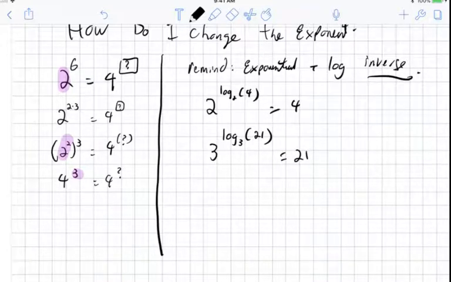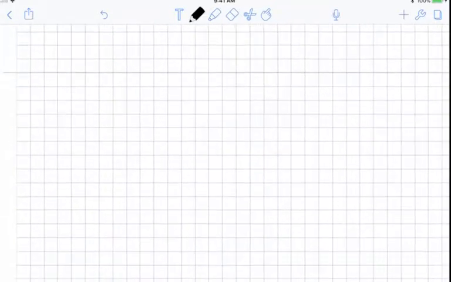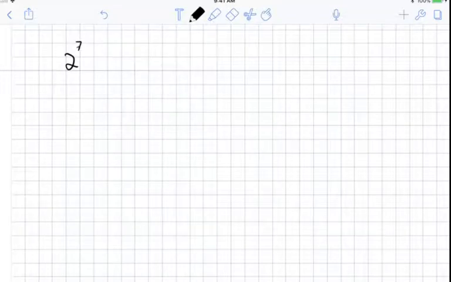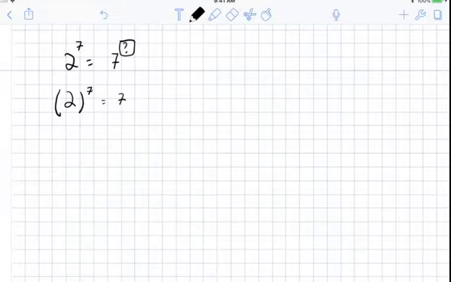So here's how the trick goes. Suppose somebody says, okay, 2 to the 7 is equal to 7 to the... It's not 2. That'd be great, but it's not. What do I put up here? I'm going to follow the following steps. First, I'm going to rewrite the expression, and I'm going to put the 2 in parentheses. And then I'm going to use exponentials. I'm going to write 7, because I want it to be 7, to the power log base 7 of 2.